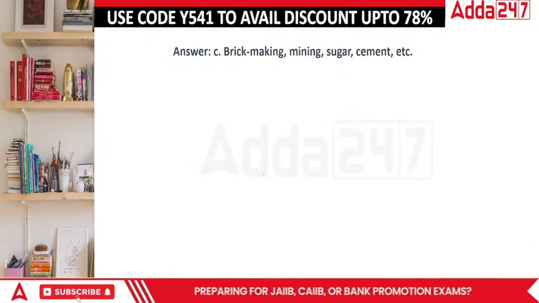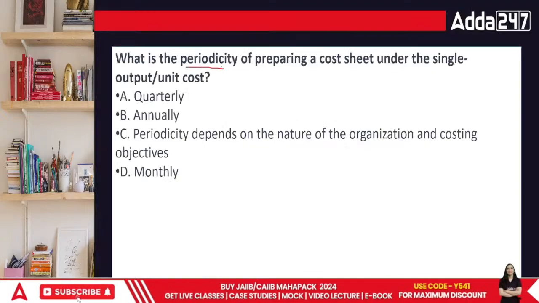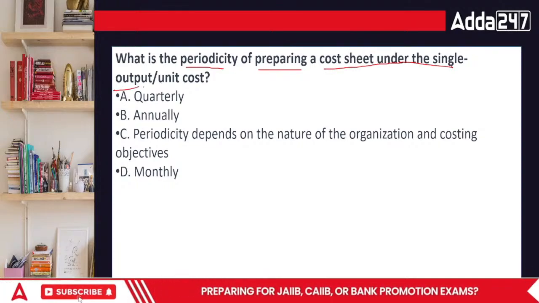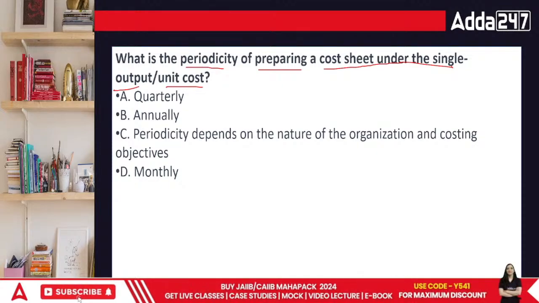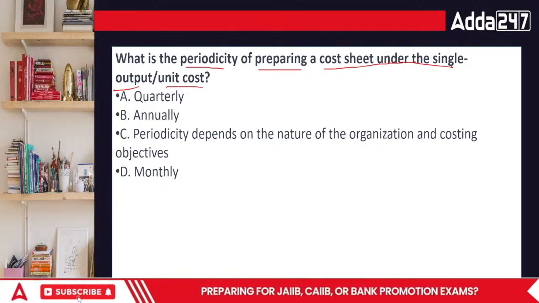Brick making, mining, sugar, and cement. Next point, everyone. Why is the periodicity of preparing a cost sheet under a single output or unit cost? A cost sheet is basically a specific costing statement, which is prepared quarterly or annually. Periodicity depends on the nature of the organization, costing objectives, or monthly.